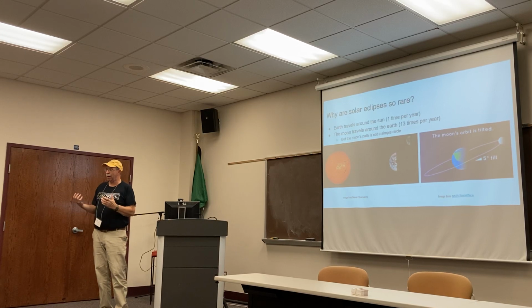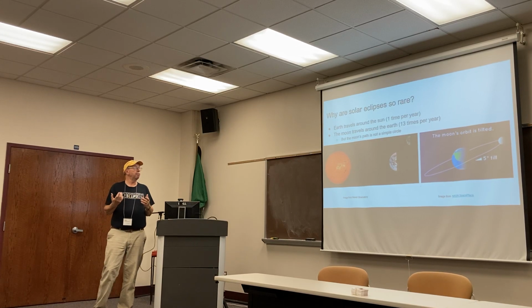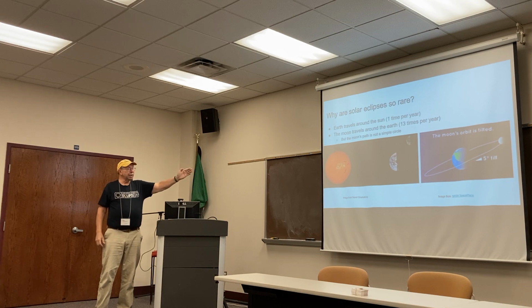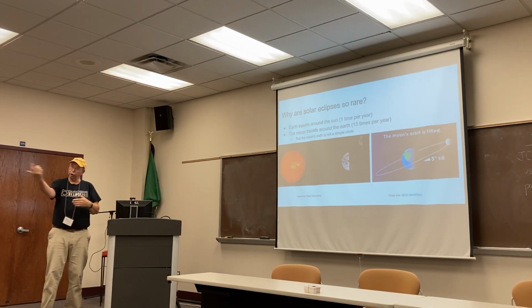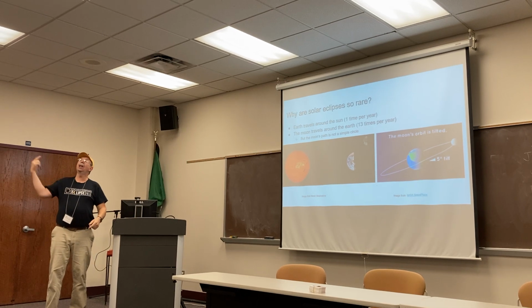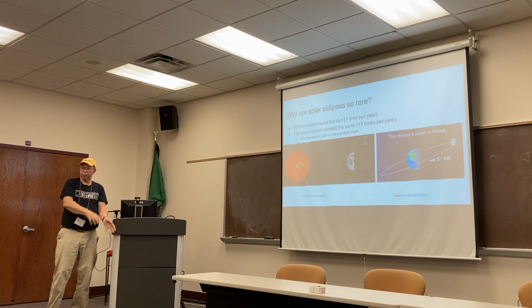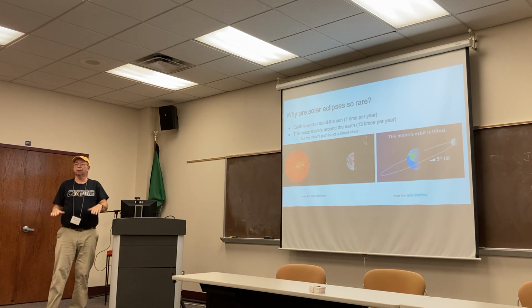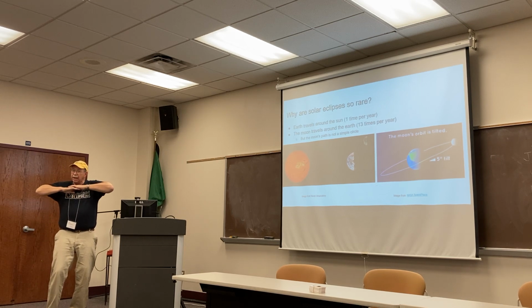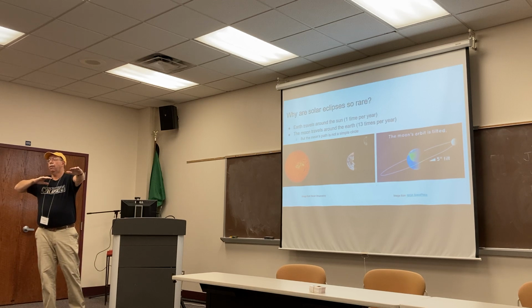13 times in that amount of time. So, the problem is that the moon's path is not just a simple circle around the Earth. It's sort of an ellipse. So sometimes it's closer, sometimes it's farther away. And it's on a tilt. It's 5 degrees above the plane of the sun and the Earth.